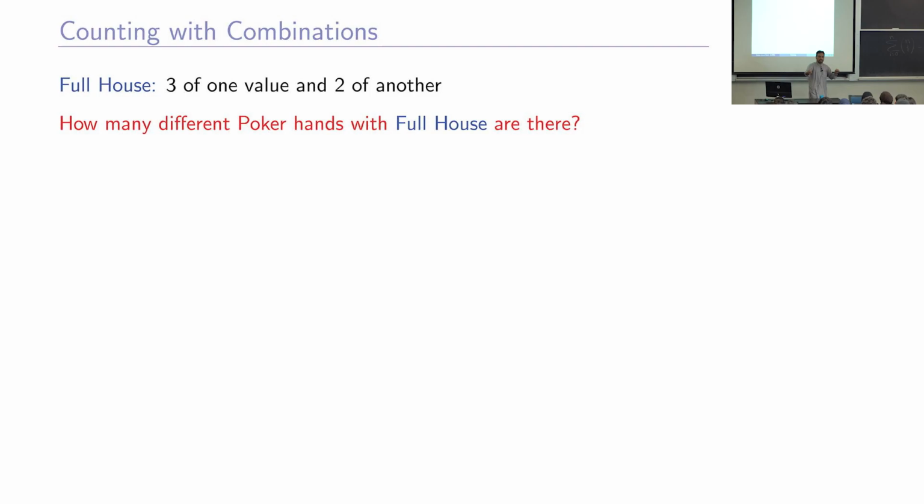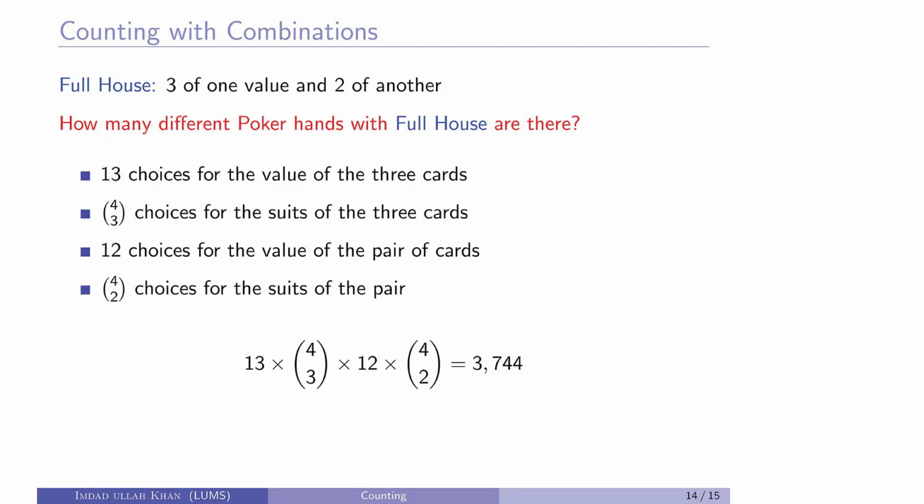Why can't it be 2 sevens? Because we have 3 sevens already, there is only one more 7 available, not enough for 2 sevens. So the answer is 13 times 12. Is it 13 times 12?